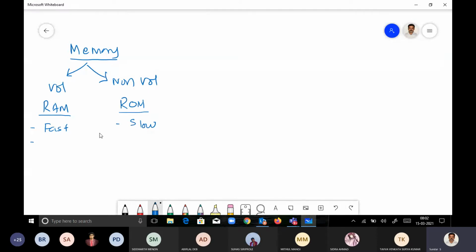Now why is this fast, why is this slow? Because of this scheme, RAM can directly access, and also it is made up of semiconductors. ROMs are made up of magnetic materials. Since RAM is made up of semiconductor materials, it is a costly memory, and ROM is a cheap memory. ROM is comparatively very cheap when we compare with RAM. This is the basic difference between them, apart from volatile and non-volatile.